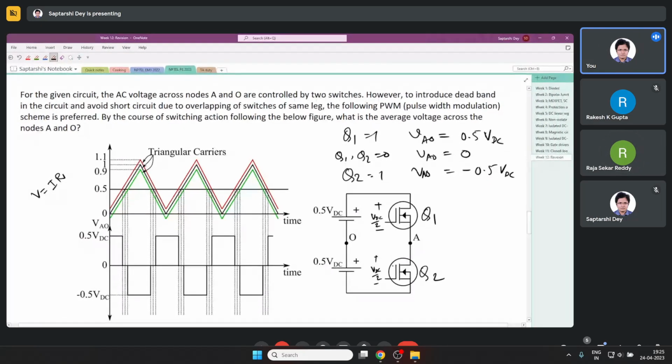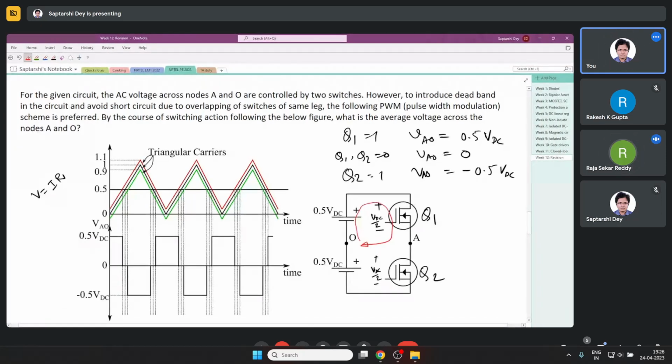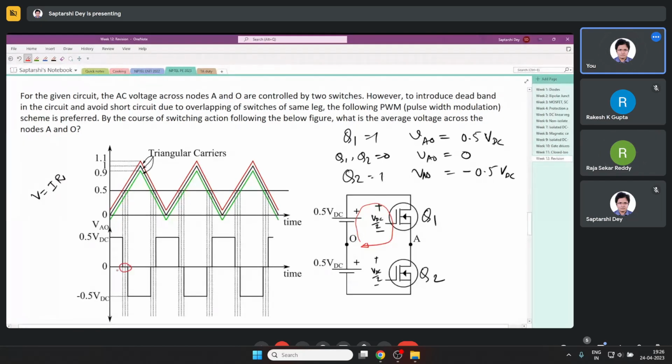Now, if you apply KVL in this loop, you have an increment of half VDC, then a decrease of half VDC. So this voltage is 0. So plus half VDC minus half VDC, this must be 0. We can always say it's 0. So in that 0 dead band, they have done that. We are trying to find out what happens when both the switches are open. That is 0. Voltage will be 0.